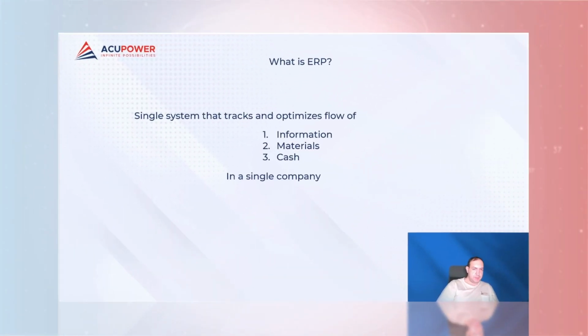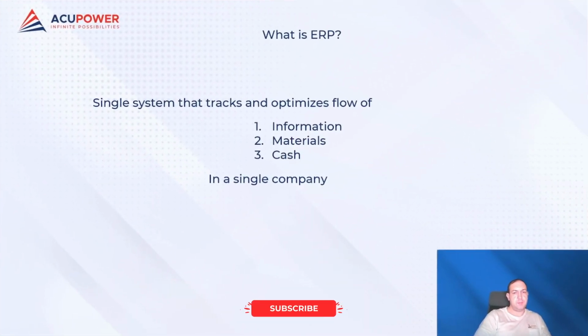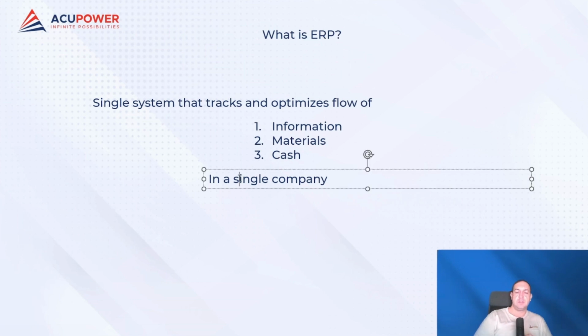So what is an ERP system? To put it simply, an ERP system is a single system that tracks and optimizes the flow of three key ingredients: information, materials and cash in a single company.